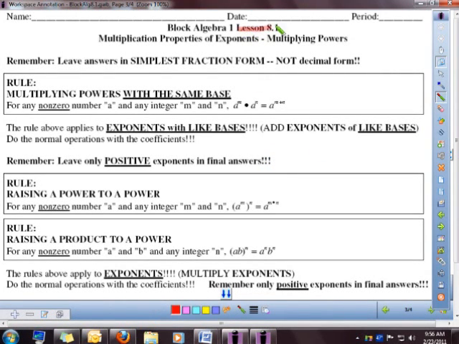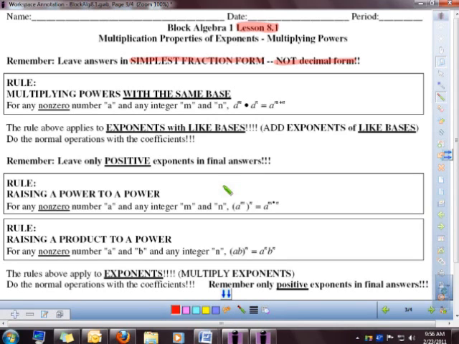Lesson 8.1. So today we're going to start learning the rules for multiplying with exponents. And remember, just like yesterday, we're going to leave our answers in simplest fraction form, not in decimal form. So if you happen to be using your calculator and you get a decimal form answer, be sure you go back and do the math fraction on the calculator and get a fraction form answer.